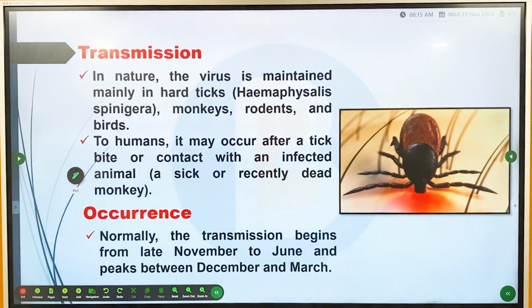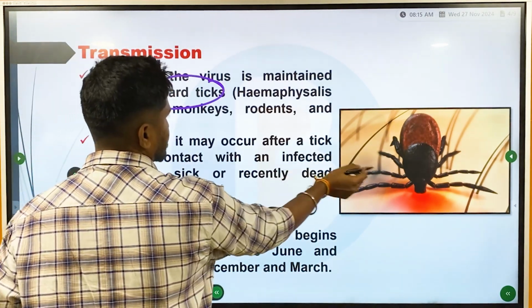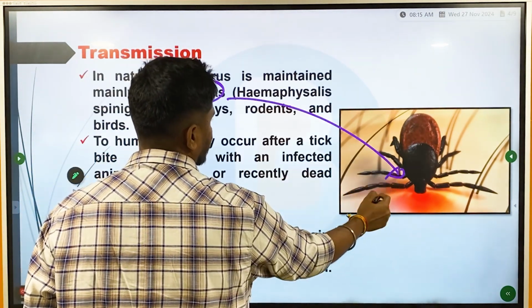Now we'll understand transmission. The virus is maintained mainly in hard ticks. These are the ticks which are mostly present in animals.